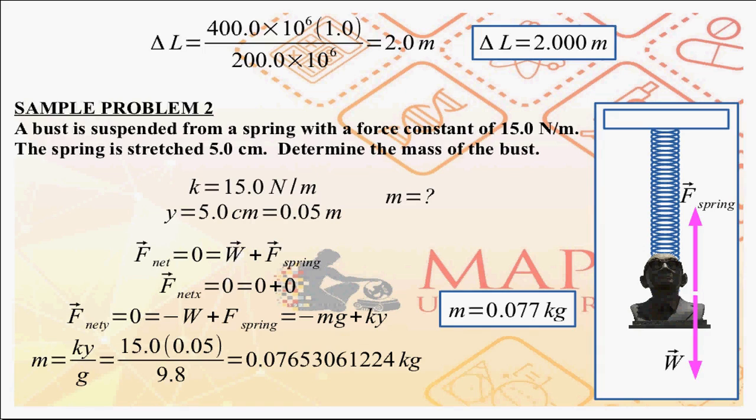W is just mg, so negative weight is negative mg, plus F spring, the force applied by the spring, whose magnitude is just equal to ky. Minus mg plus ky is equal to 0, therefore mg is equal to ky. Isolating, m is equal to ky over g. We know k, y, and we know g to be 9.8 meters per second squared. We are thus able to calculate the mass of the bust. M is equal to 0.077 kilograms.